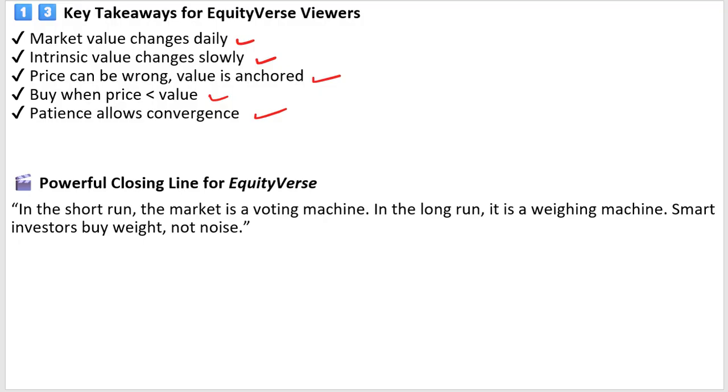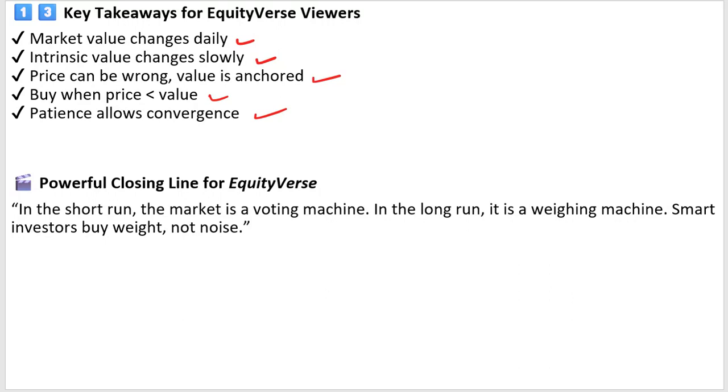But what is the weighing machine? That is the long term. Over time, the market corrects itself to reflect the true worth of the company, focusing on the performance and profitability of the company. Buying weight and not noise: investors should see the weight of the company, not the noise that is happening in the stock market. Investors should disregard temporary market fluctuations, which is called noise, and instead invest in companies with strong fundamentals, which is called weight.